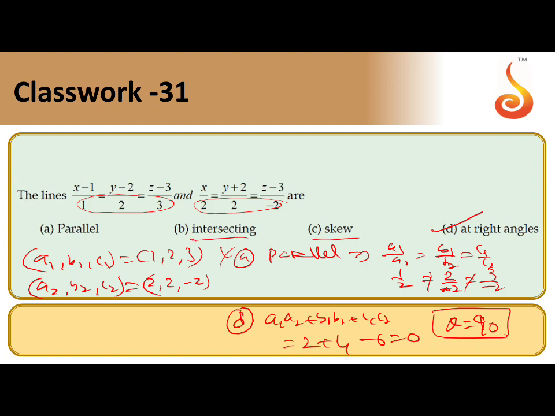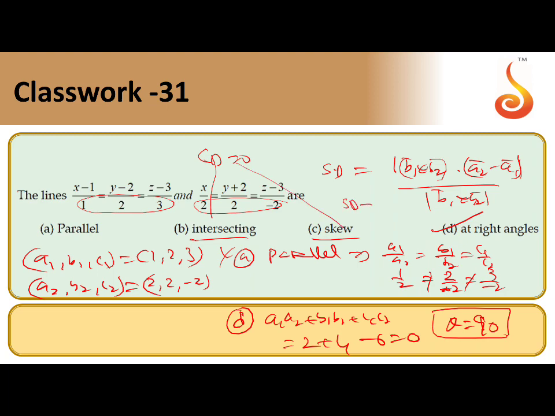You can take the shorter distance, SD. What is SD? (B1 cross B2) dot (A2 minus A1) by modulus of (B1 cross B2). If this value is 0, they are intersecting. If SD equal to 0, they are intersecting lines. If SD not equal to 0, they are skew lines.